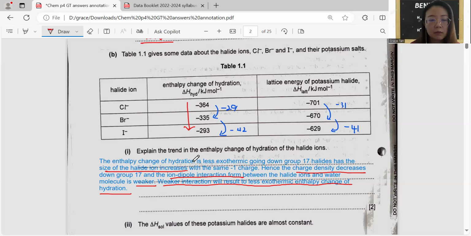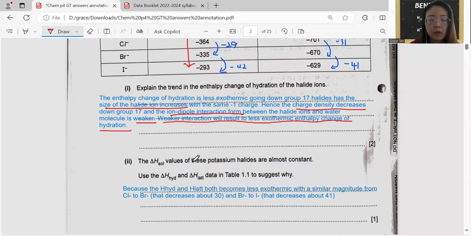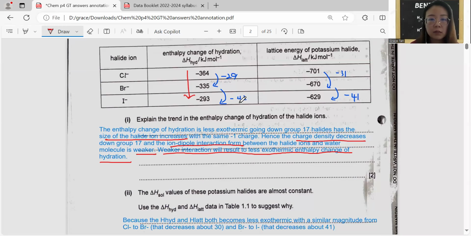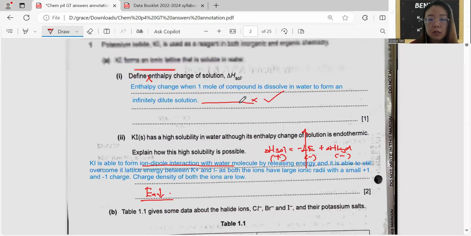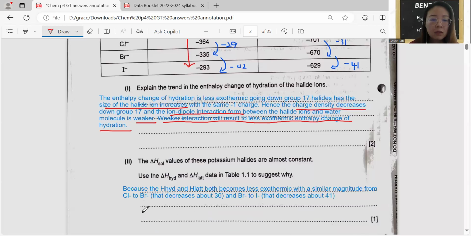Okay, now, second question. The enthalpy change of solution of the potassium halides are almost constant. That means, using the formula, solution equals minus lattice energy plus hydration, if you put in the numbers row by row for the chloride, bromide, and iodide, the enthalpy change of solution is almost constant. That means it does not change significantly. So use the hydration and lattice energy data in Table 1.1 to suggest why.